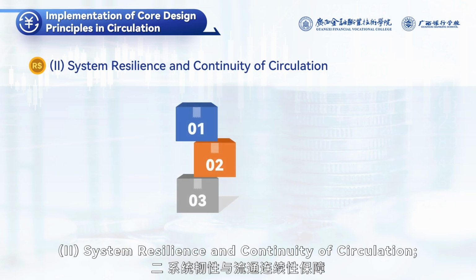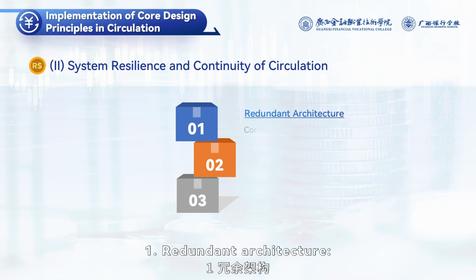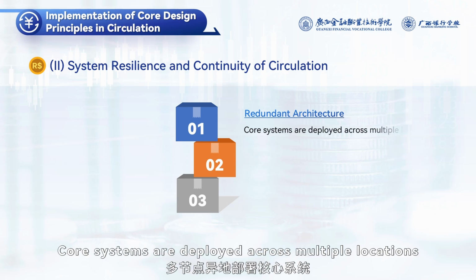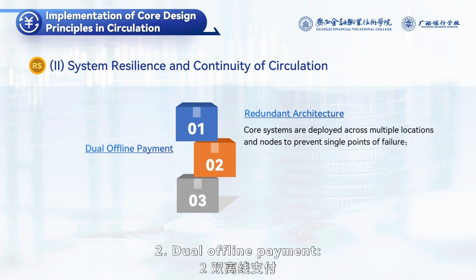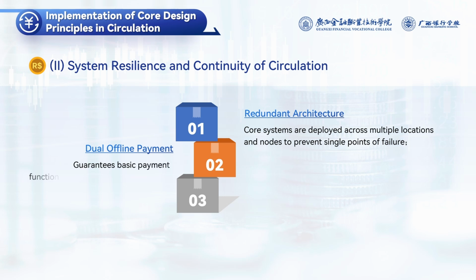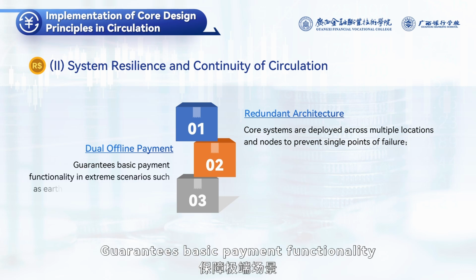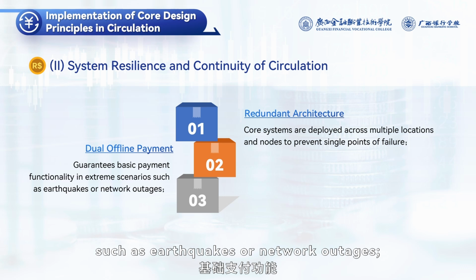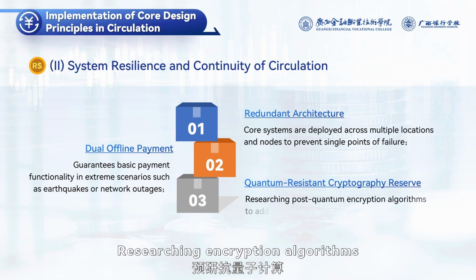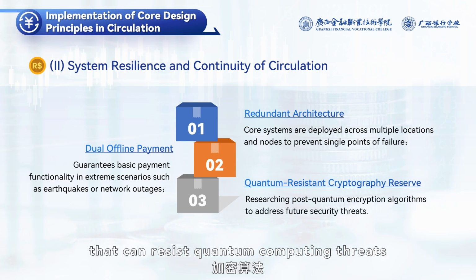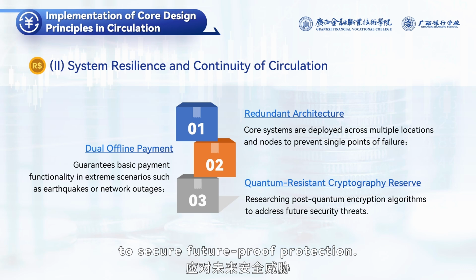2. System resilience and continuity of circulation. 1. Redundant architecture. Core systems are deployed across multiple locations and nodes to prevent single points of failure. 2. Dual offline payment. Guarantees basic payment functionality in extreme scenarios such as earthquakes or network outages. 3. Quantum encryption preparedness. Researching encryption algorithms that can resist quantum computing threats to secure future-proof protection.